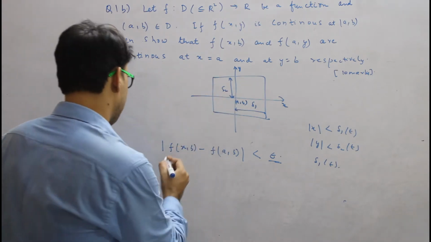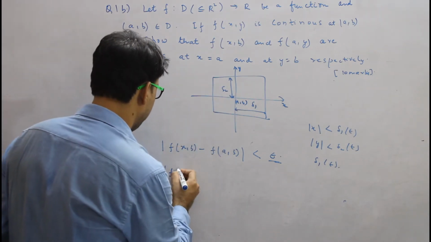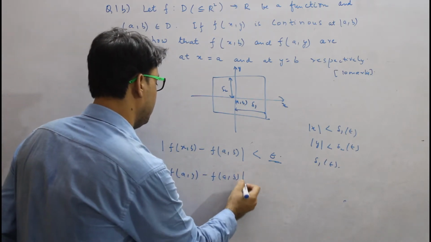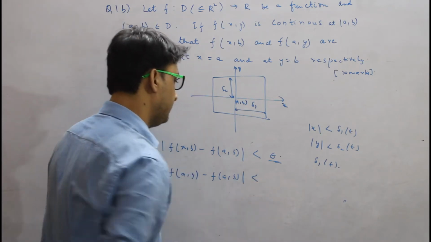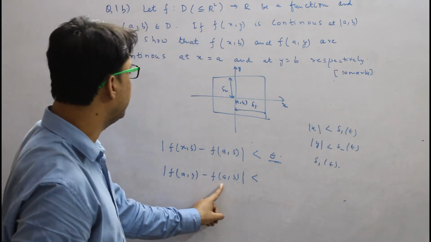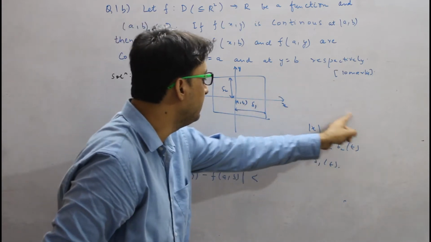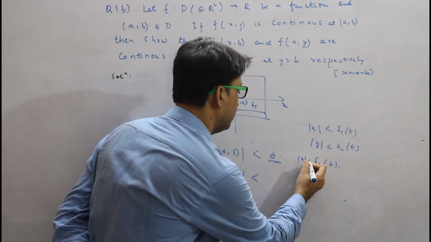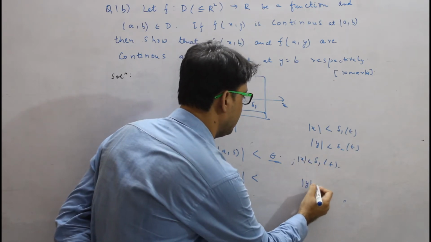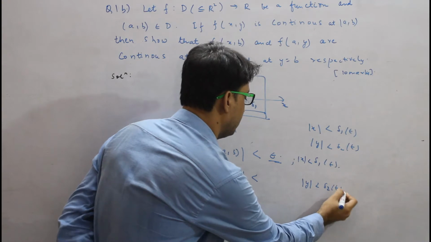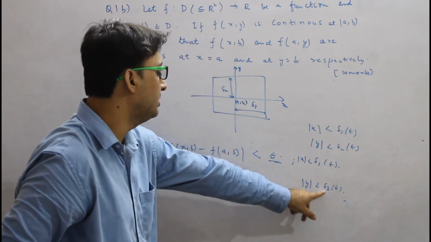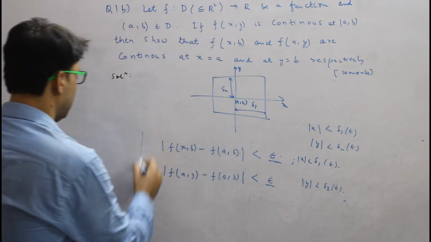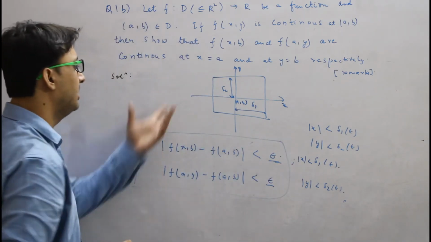Similarly, if I write |f(a,y) - f(a,b)|, again I will wait, and I will see here my x is constant, x is equal to a, so this will be omitted. All that is left is only one parameter, that is epsilon. So we can write again this as epsilon. So this is how we have to prove, and this will ask for 10 marks.